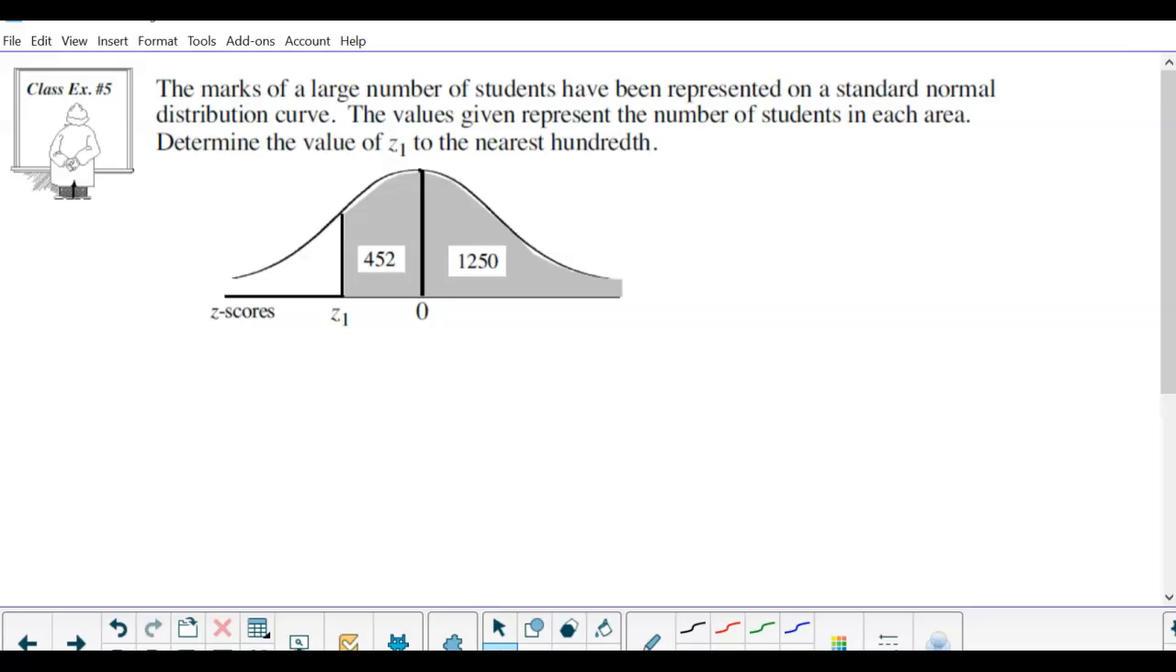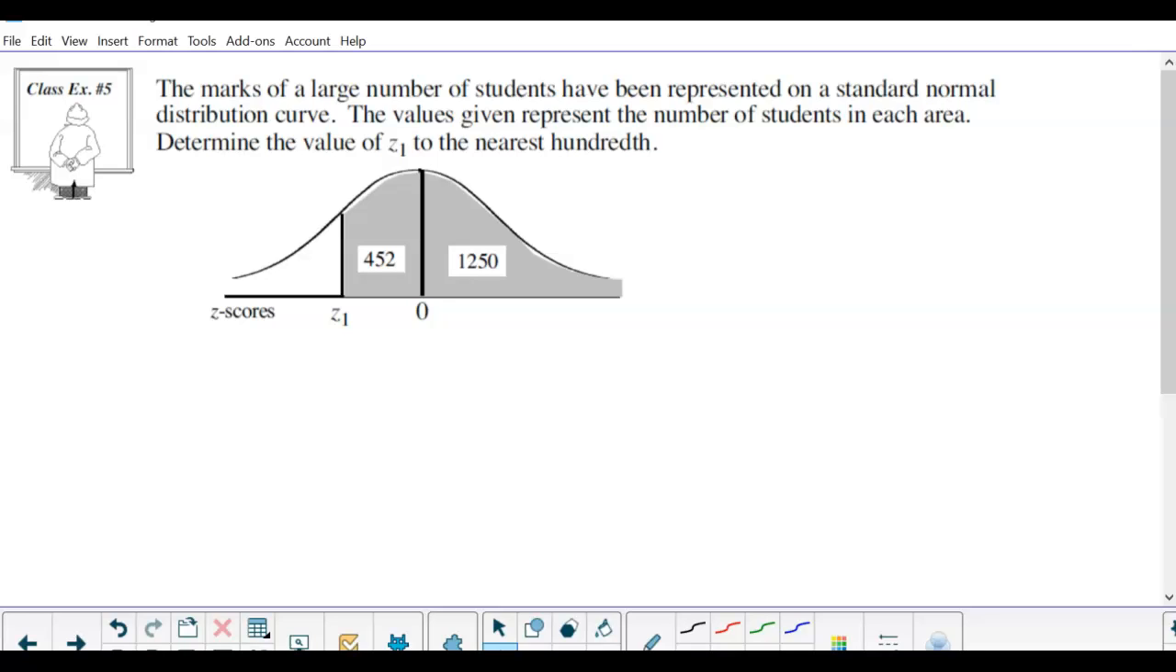Last one here. The marks of a large number of students have been represented on a standard normal distribution curve. The values given represent the number of students in each area, not the area. The whole thing is one, but that's the number of students. Determine the value of Z1 to the nearest hundredth. Notice we're talking about Z, so that's a z-score. Mean is 0. What's the z-score? There are 452 students in this area and 1,250 in the other area.